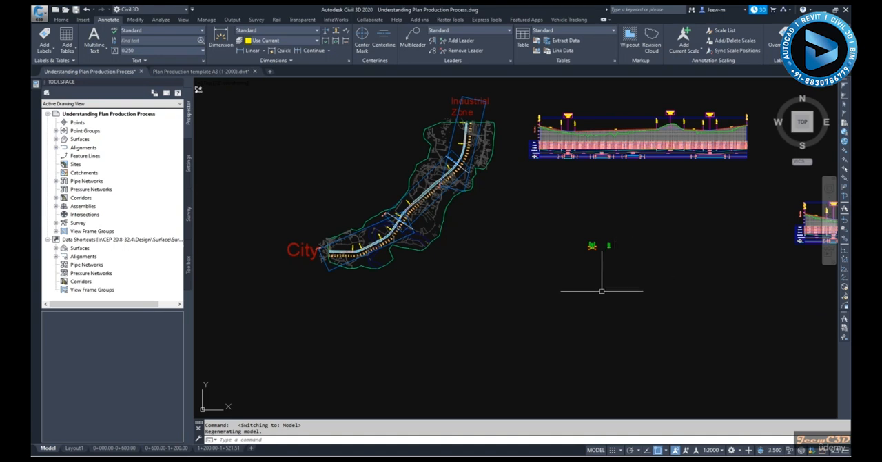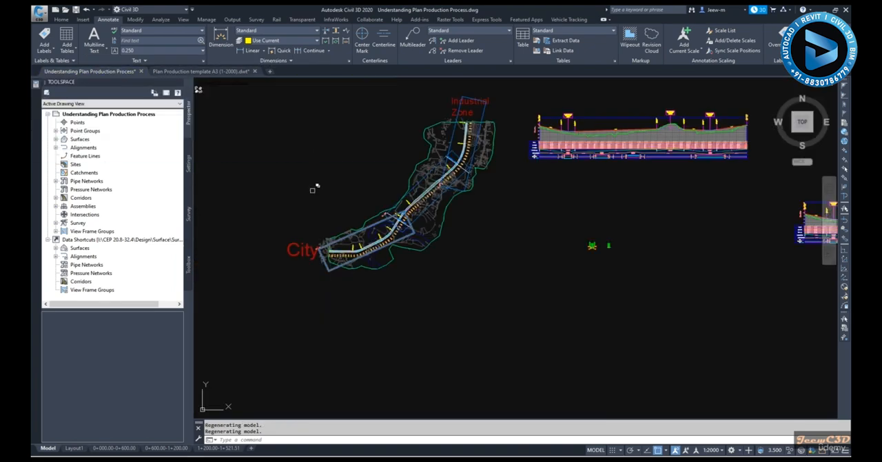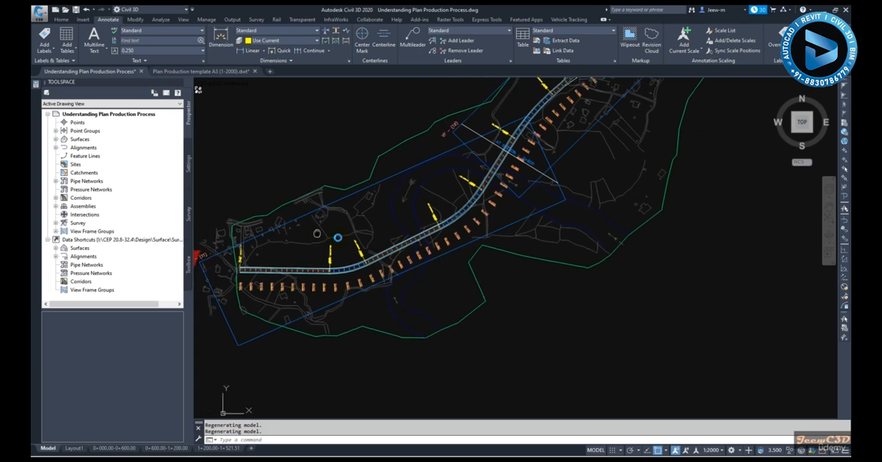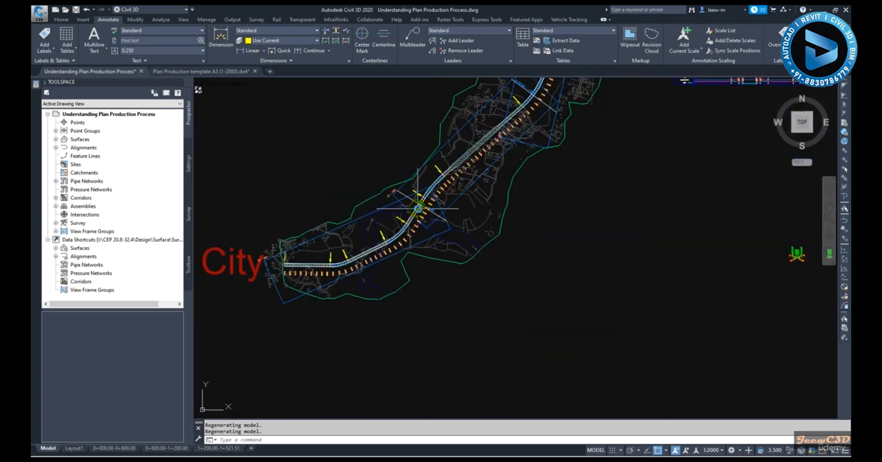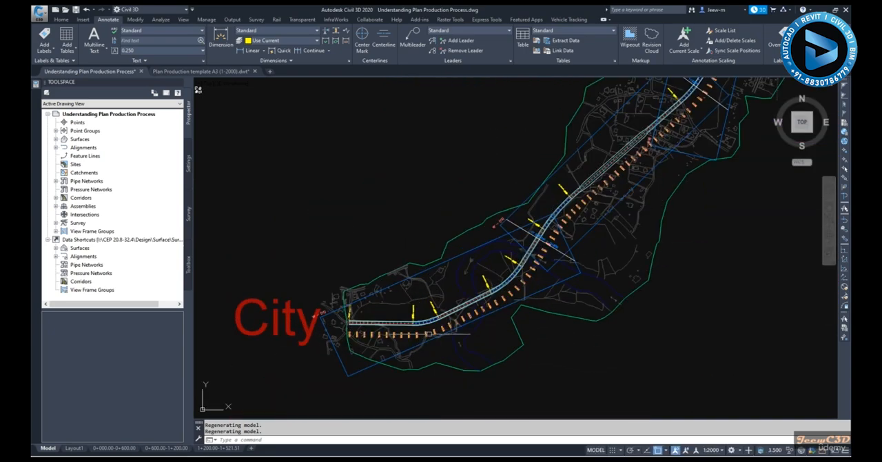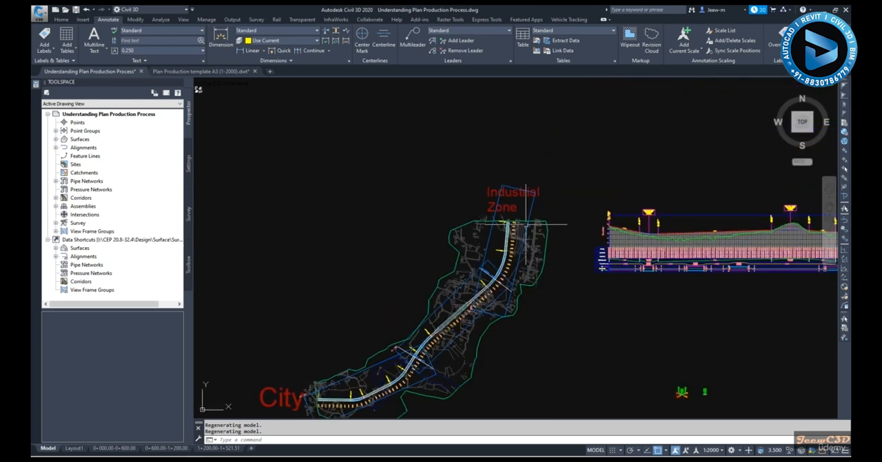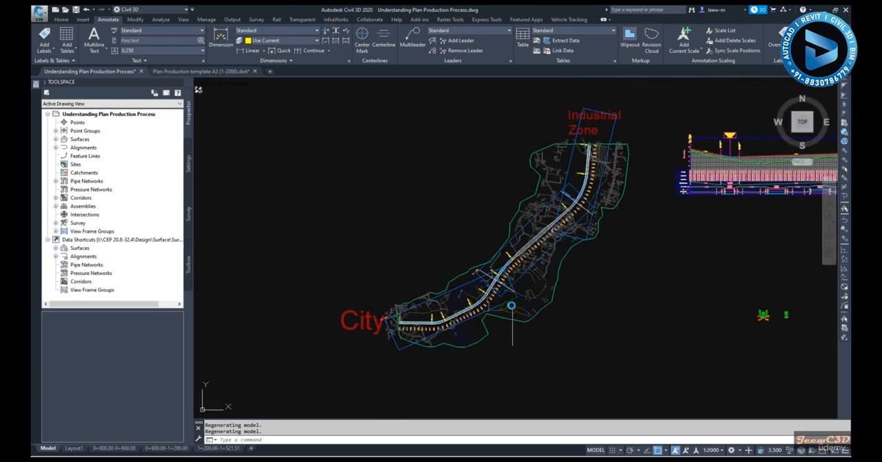In this video, what we are going to do is understand the plan production process. Currently, I have opened my understanding plan production process drawing. First, what we did was we created view frames. If I go here, we had view frames and they were at 600 meter intervals. What happens here is Civil 3D divided my alignment into 600 meter intervals along the alignment.